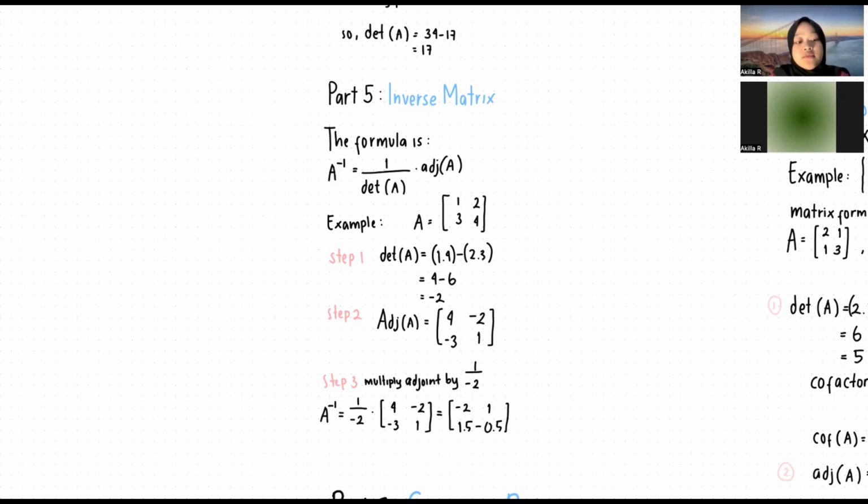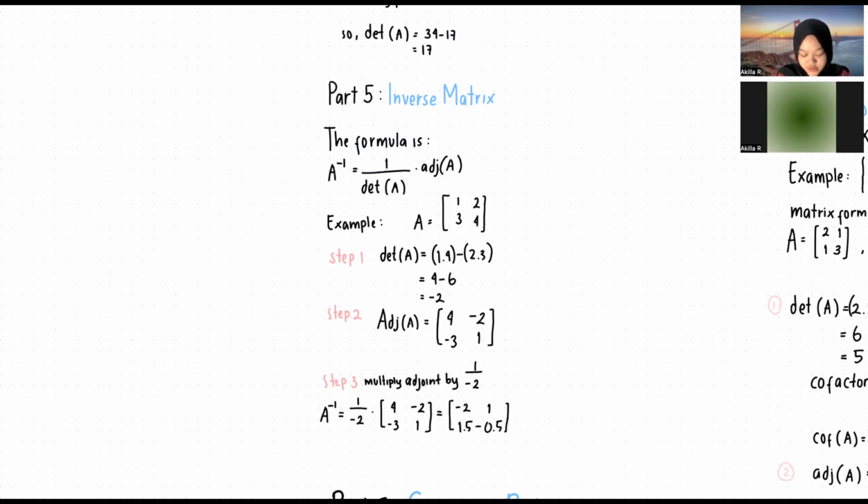We now transpose the cofactor matrix by switching the rows and columns. The first row becomes the first column and the second row becomes the second column. That gives us the adjoint matrix 4, -2, -3, and 1. Now we multiply every element in the adjoint by 1 over -2. 4 divided by -2 is -2. -3 divided by -2 is positive 1.5. 1 divided by -2 is -0.5. So that was the final result.